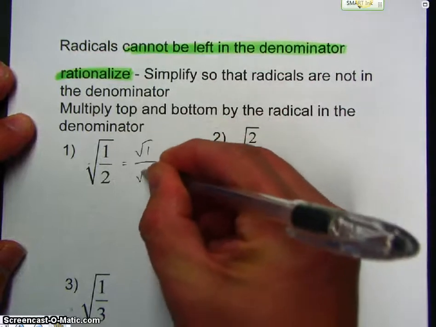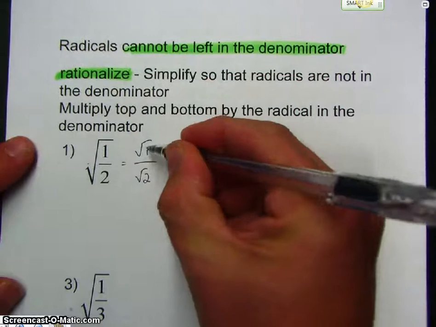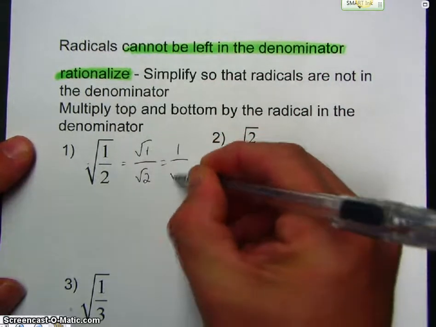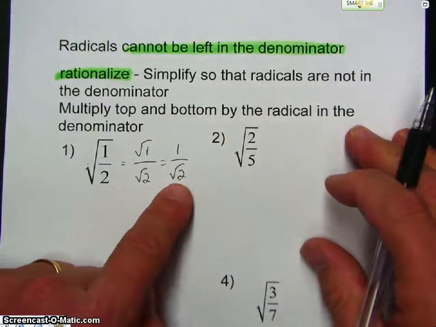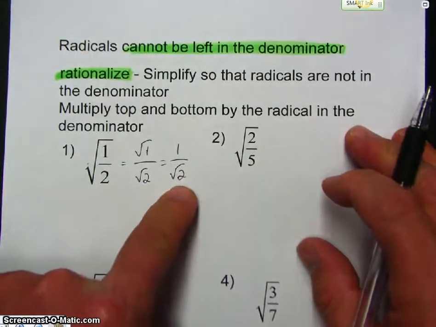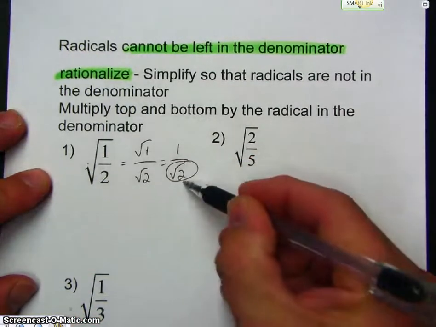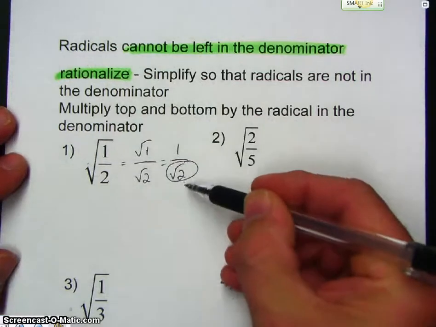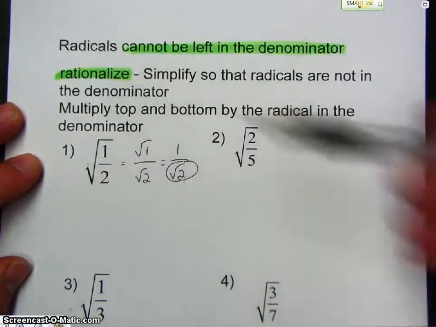Since this is a fraction inside a radical, using the property, I can pull it apart: square root of 1 over square root of 2. Square root of 1 is 1, so I get 1 over radical 2. Square root of 2 cannot be simplified, but I cannot leave my answer like this because I have a radical in the denominator of this fraction. So I need to rationalize it.